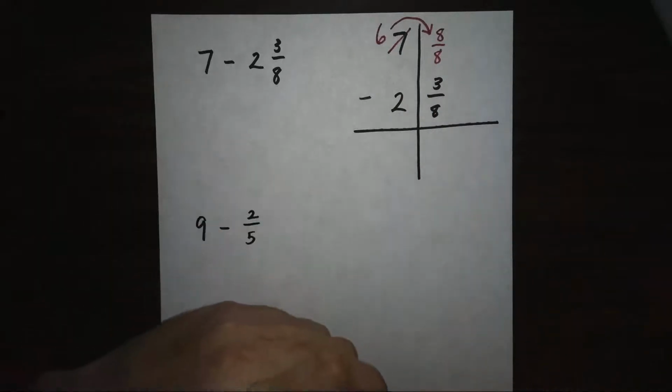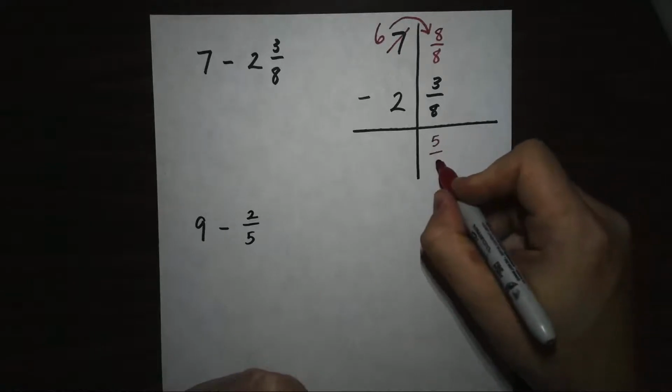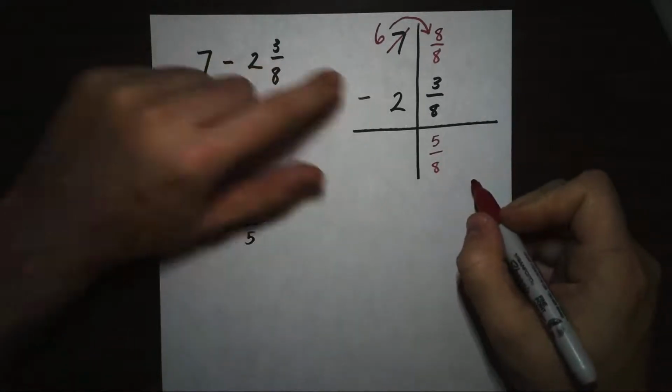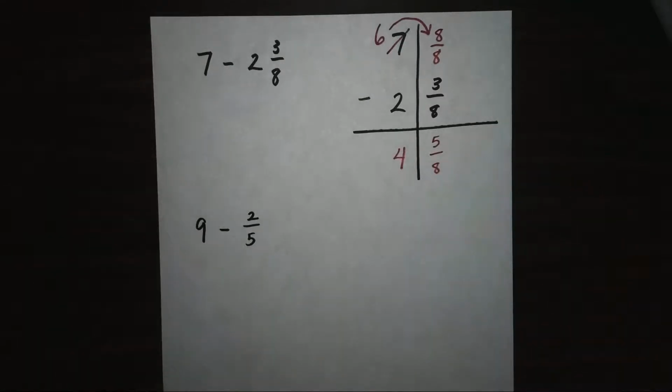So now that I'm ready to subtract, I would have 8/8 minus 3/8 gives me 5/8. And 6 wholes minus 2 wholes gives me 4 wholes. So my answer is 4 wholes and 5/8.